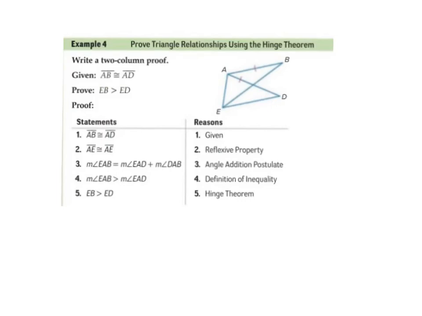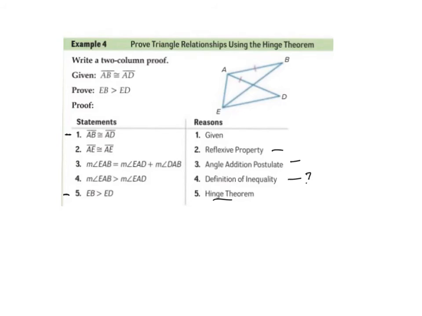Okay, so now we're going on to proofs. Write 2-column proofs again. Like always, how do you find what's given? So always go what's given. And how do we know that one side is bigger than the other? That's the hinge theorem. So all you've got to do is work out which goes with which. All right, so it's the reflexive property, addition, and then the definition of inequality.